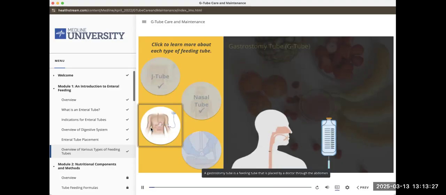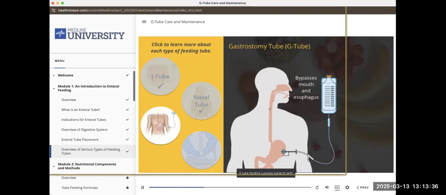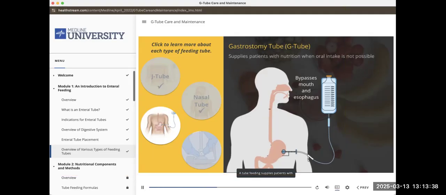A gastrostomy tube is a feeding tube that is placed by a doctor through the abdomen into the stomach, bypassing the mouth and the esophagus. A tube feeding supplies patients with nutrition when oral intake is not possible. Feedings may be given to the patient as a supplement or to provide the patient's total nutritional needs.